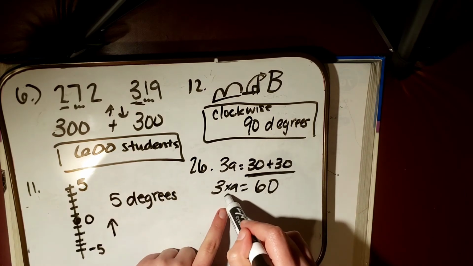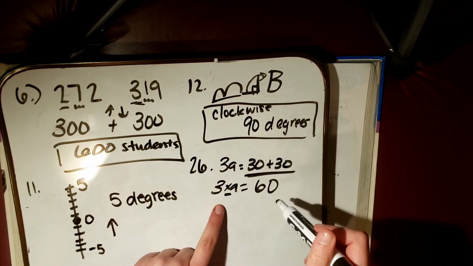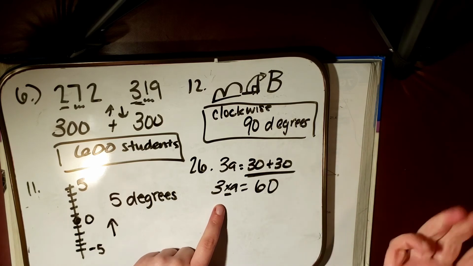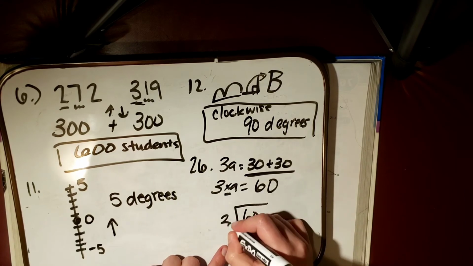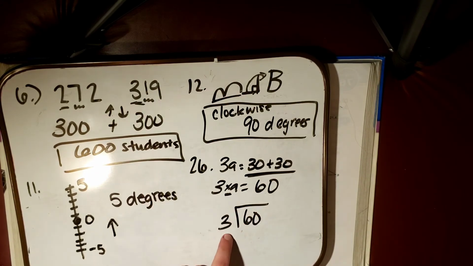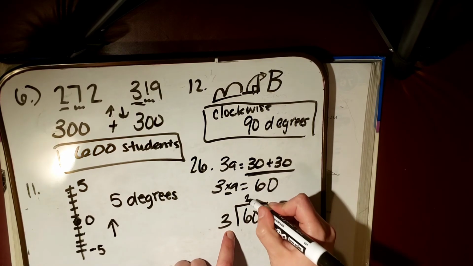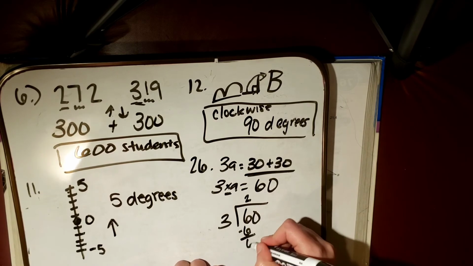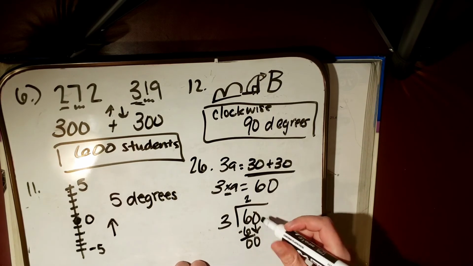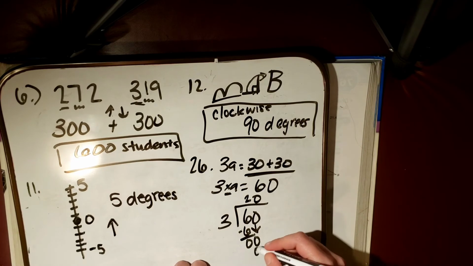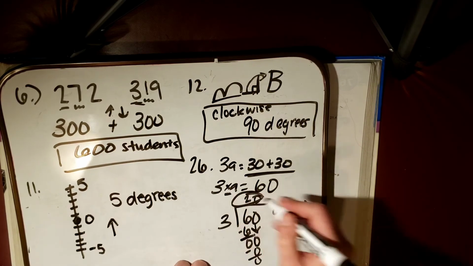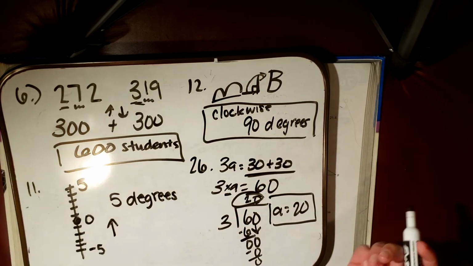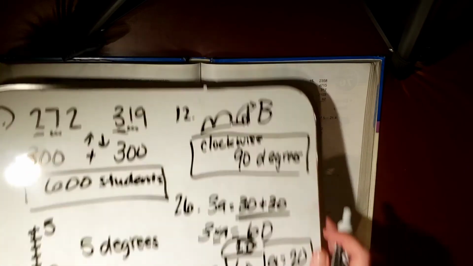And what's the opposite? We got to do the opposite of what it says here. Opposite of multiplying is division. So we're going to divide 60 by 3. Now this one, the 3 can go into 6 because 3 times 2 is 6. Gives us 0. Bring down that 0. 3 goes into 0 0 times. So a equals 20 right there. And those are the examples I'm doing with you.